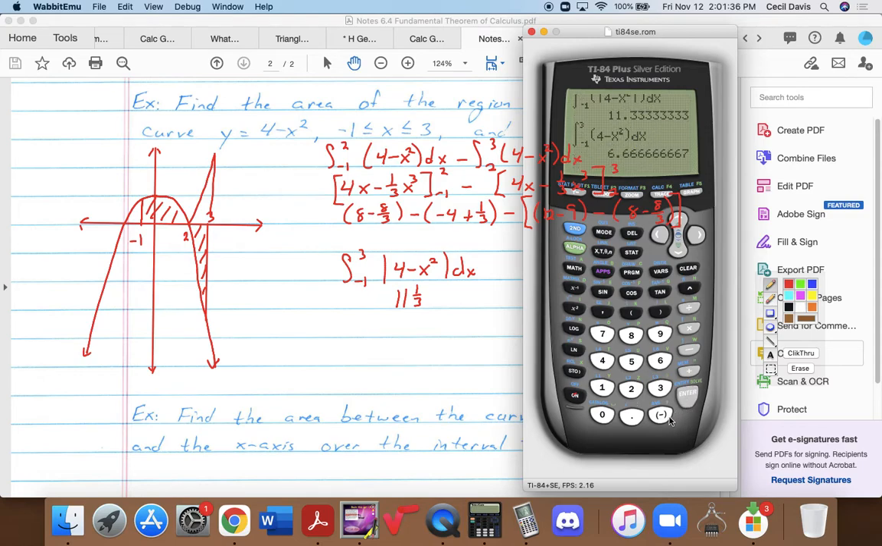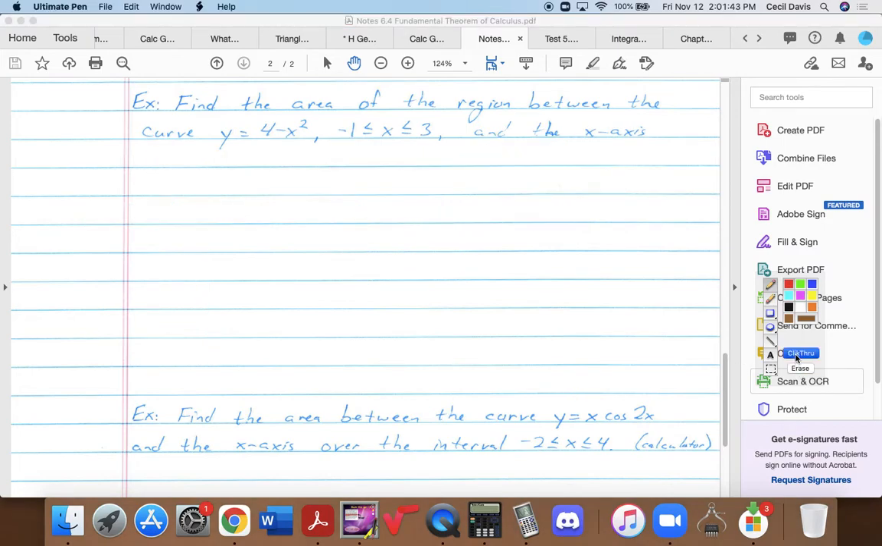Oh. That was close. 6 and 2/3. Mingwei said 5. He did. Mingwei's a liar. All right. Last problem.